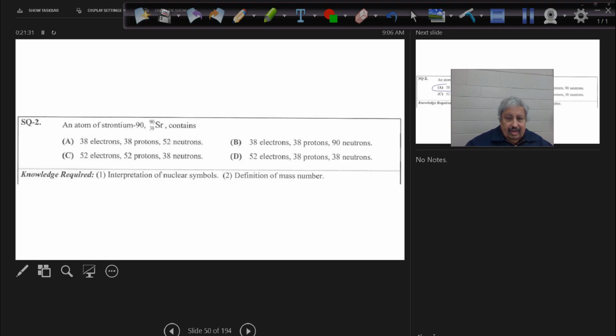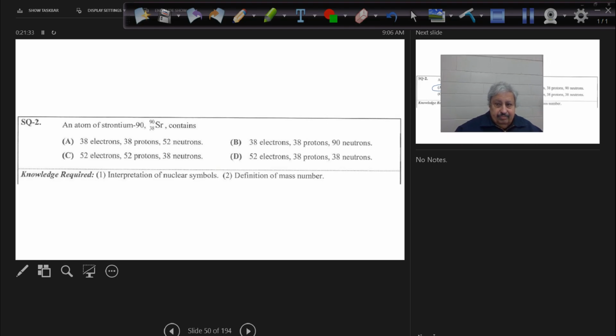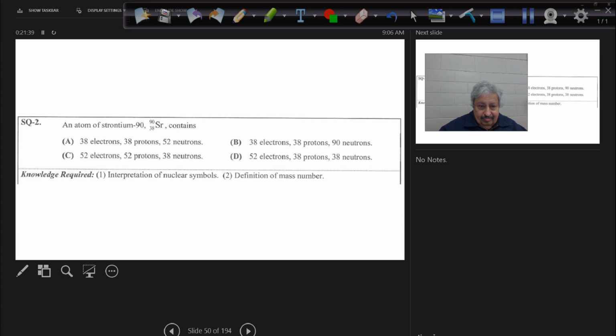Now, that's changed. So which answer is this? You have strontium, group 2A, and strontium has the atomic mass on top, always the big number, 90. The atomic number is 38, correct? The atom strontium contains how many electrons, how many protons, how many neutrons?